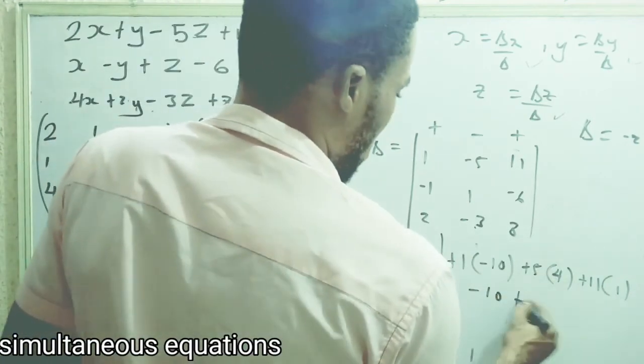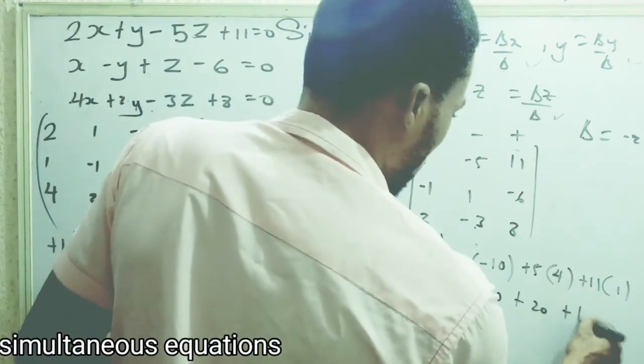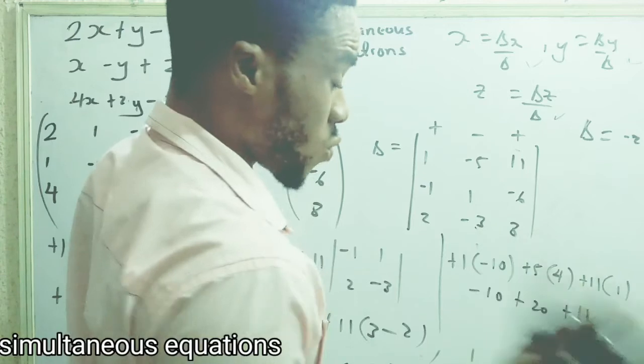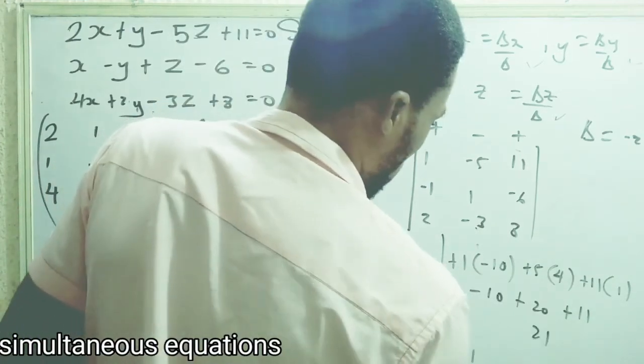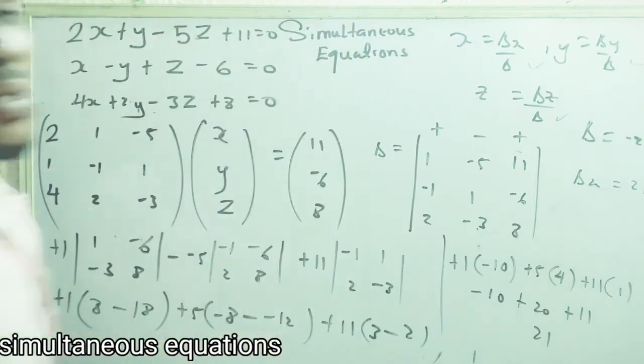This times this will give me what? Plus what? 20. So this times is what? Plus what? 11. Minus 11 plus 10 is what? 1. So that 1 plus 20 is what? 21. So we have found our dx to be equal to 21.